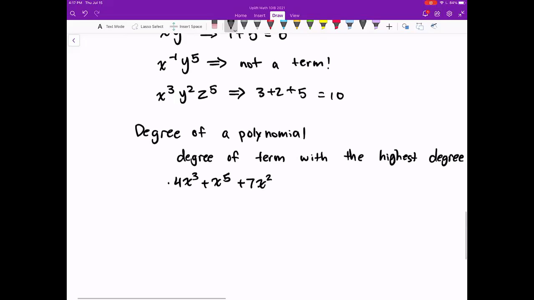So the first step to finding the degree of a polynomial is to find the degree of all its terms. In this case, the degree of the term 4x cubed is 3, and x to the power 5 is 5, and 7x squared is 2. Then we spot the highest degree. In this case, it would be the 5, and it would mean that 5 is the degree of the polynomial.